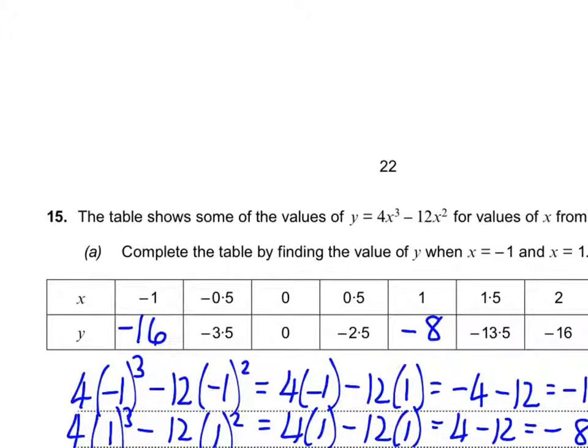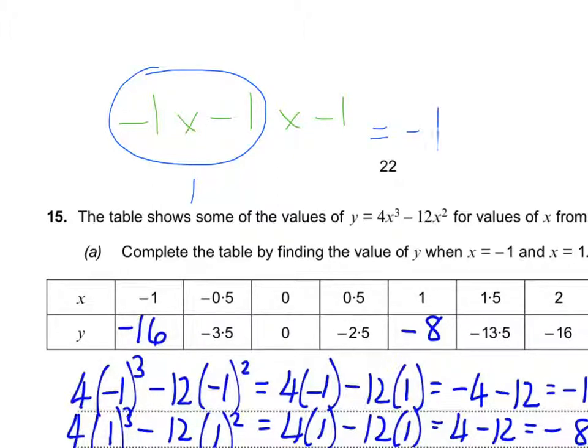Now -1 cubed means -1 times -1 times -1. Now we know this bit here, -1 times -1 would give me just 1. But then you'll times that again by -1, so 1 times -1 will give -1. Okay? Then you're going to times that by 4. So that's going to give you the -4 bit there.